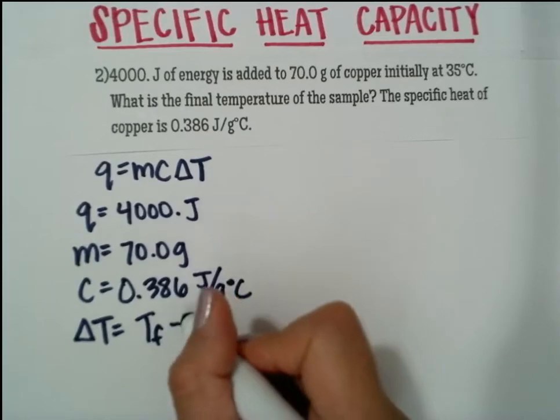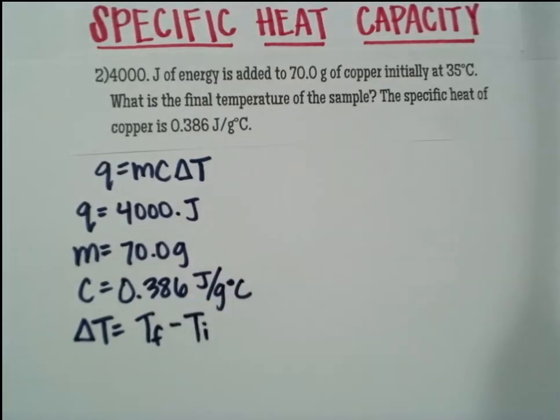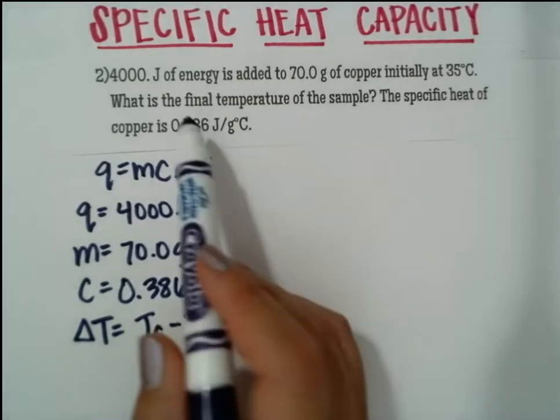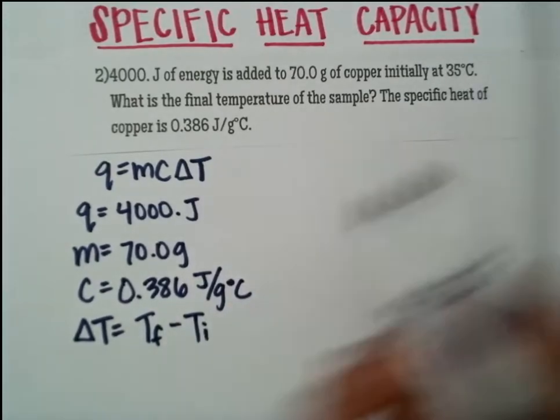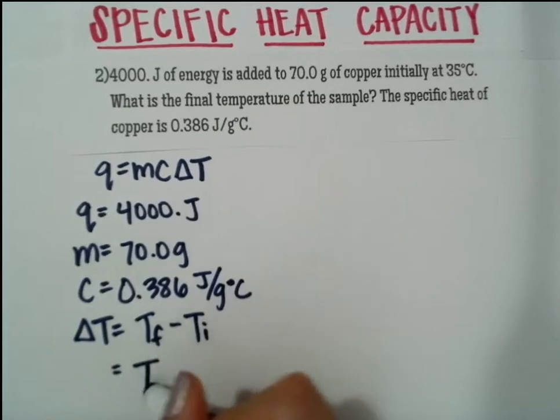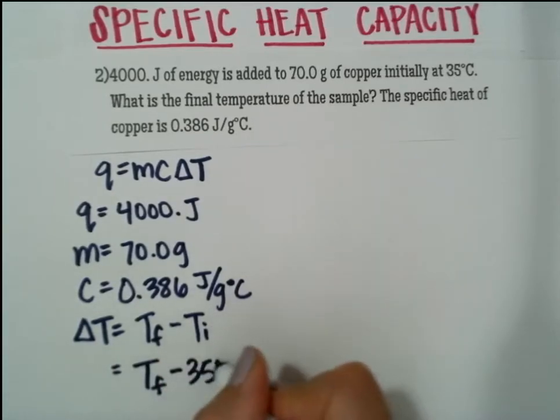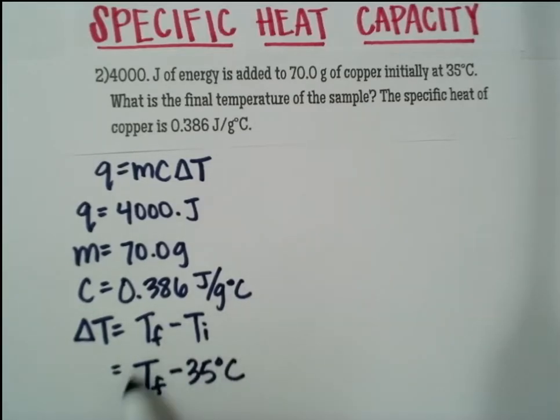temperature minus initial temperature. And this question is asking for the final temperature, and it gives us the initial as 35 degrees Celsius. So I'm just going to leave this as TF minus 35 degrees Celsius. Now our goal is to solve for TF.